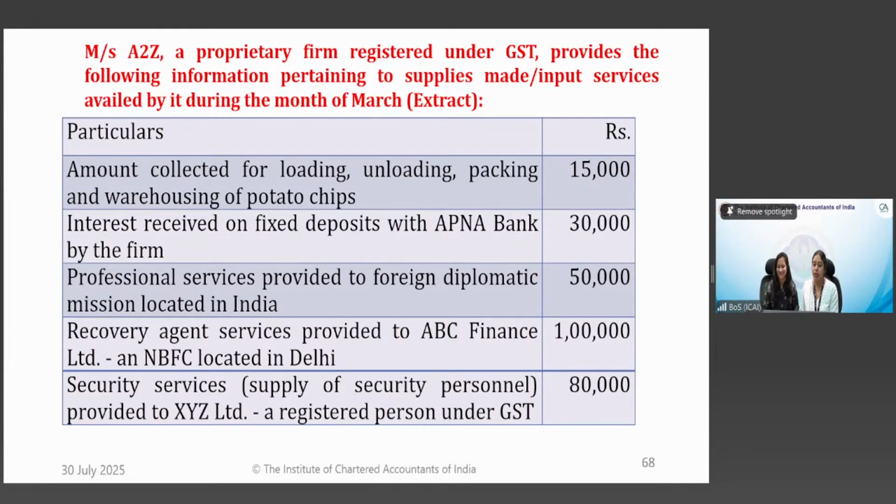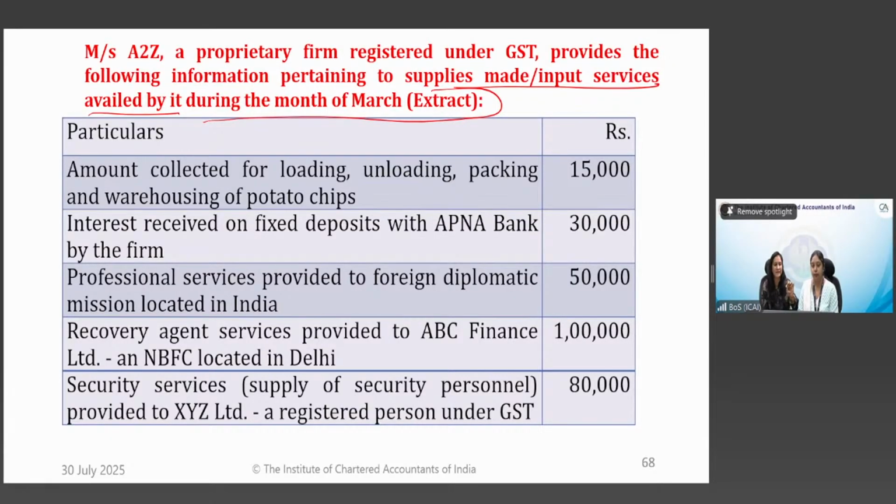Messrs. A to Z, a proprietary firm registered under GST, provides the following information pertaining to supplies made or input services availed by it during the month of March. Now, one catch is there, because in this question, generally we get it in a compulsory question. Sometimes it happens that outward supplies and inward supplies are segregated in the headings of the particulars of the question itself. But sometimes, like in this question, it says that Messrs. A to Z, a proprietary firm registered under GST, provides the following information.